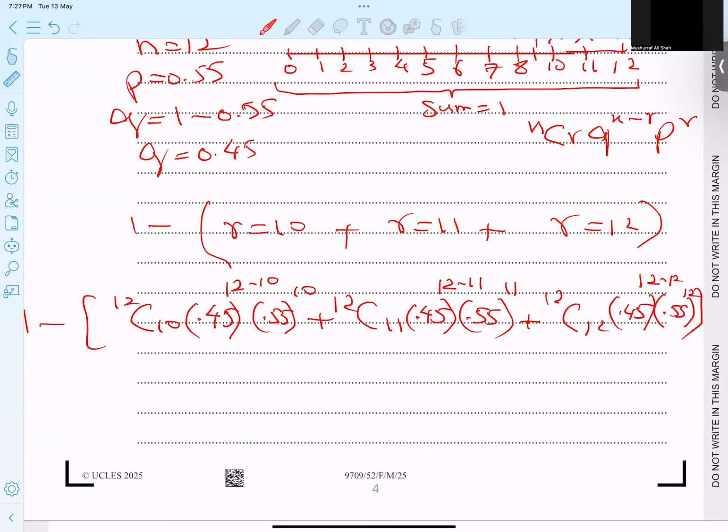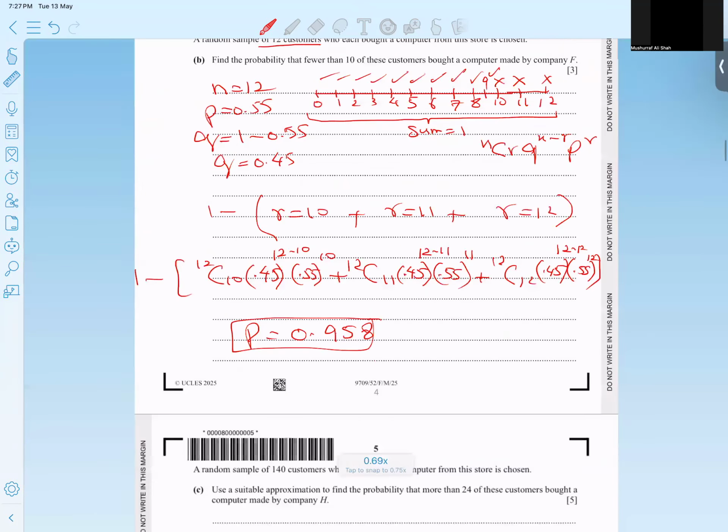And if I check it in the calculator, the final answer is coming: 0.958. So this is our final answer. So this idea is clear, and I hope we have done both parts.